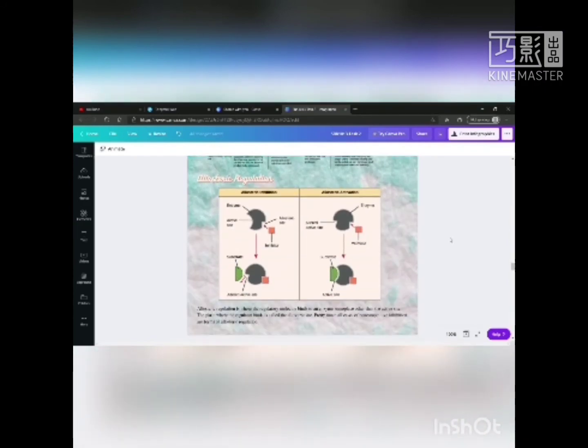And lastly is the allosteric regulation. Allosteric regulation is where the regulatory molecule binds to an enzyme someplace other than the active site. The place where the regulator binds is called the allosteric site. Pretty much all cases of non-competitive inhibition are forms of allosteric regulation. So here is a picture of the allosteric inhibition and activation.